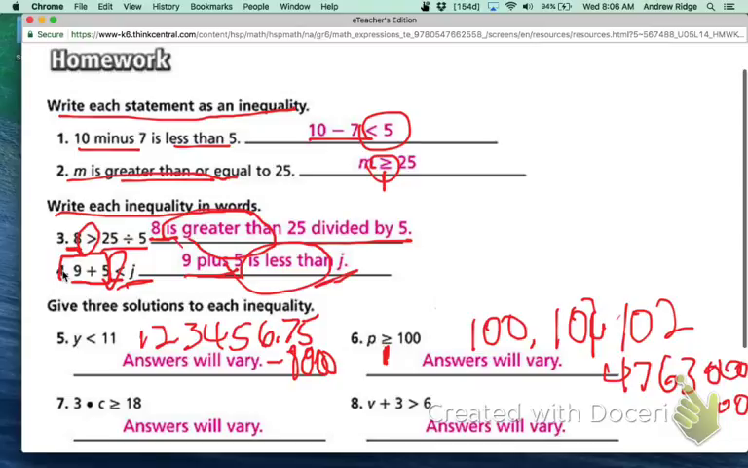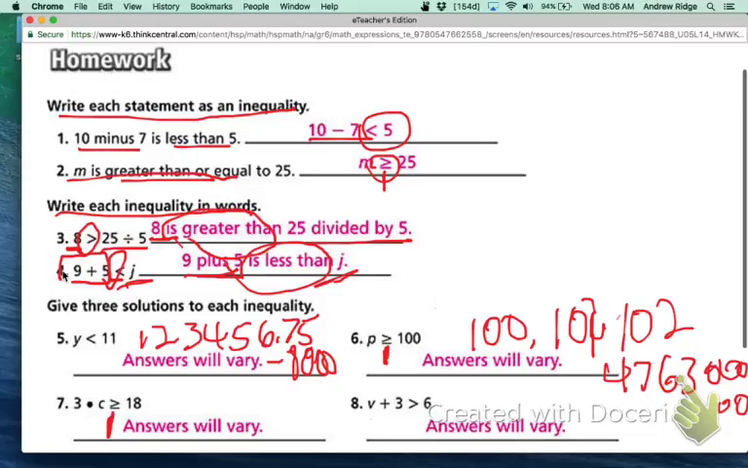Similarly here, we have 3 times C is greater than or equal to 18. So you need any number that will give you a result greater than or equal to 18 when multiplied by 3. So anything basically greater than or equal to 6. Because once you multiply 3 by 6, you get 18, and you're greater than or equal to it.